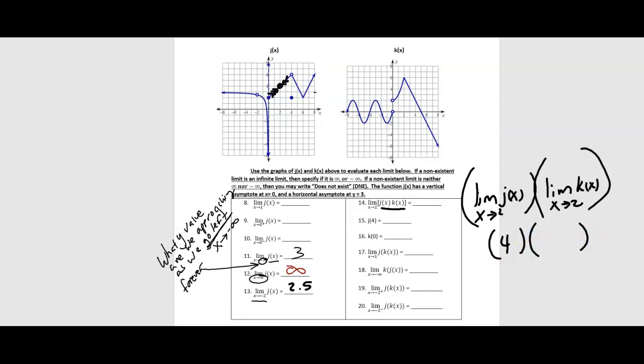Now you do the same thing for the k function. Here's where x equals 2. And as I approach from the left and from the right, once again, we're meeting at a common point there. And that common point is right there at the very tip. And that is a y value of 6. And 6 times 4 is 24. And so our final answer there will be 24. So the point of that exercise is basically, when you have two functions being combined in some way, just find the limit of each function and do whatever operation they're asking you to do.